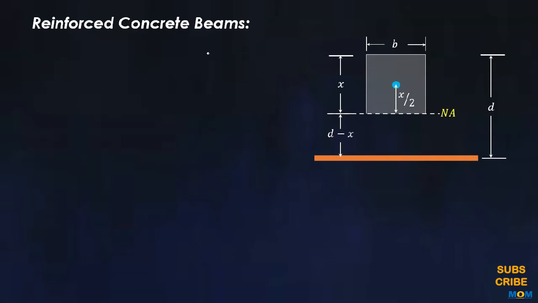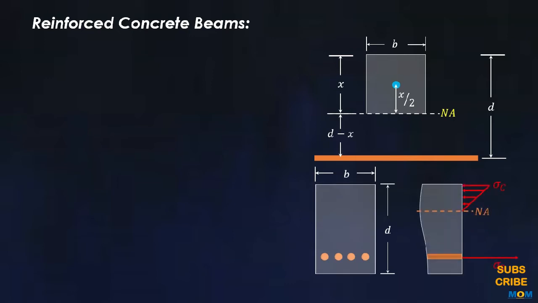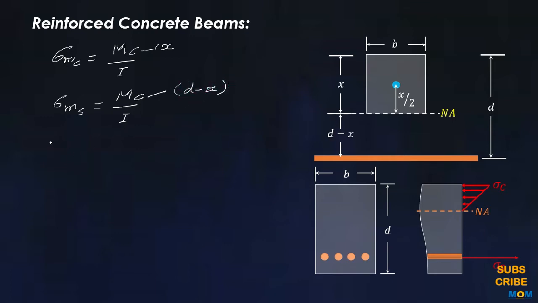Now the maximum stress in concrete is calculated by using this expression, Mc upon I. Here M is the bending moment and c is the distance, that is x for the case of concrete. For the maximum stress value of steel, again the same expression, Mc upon I, but here c is d minus x.